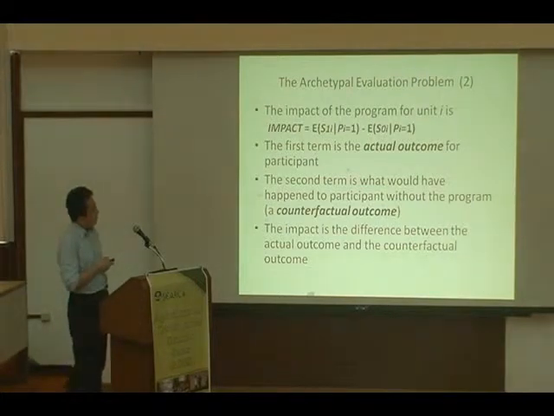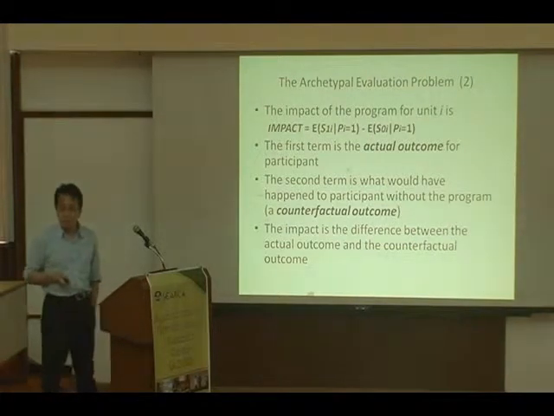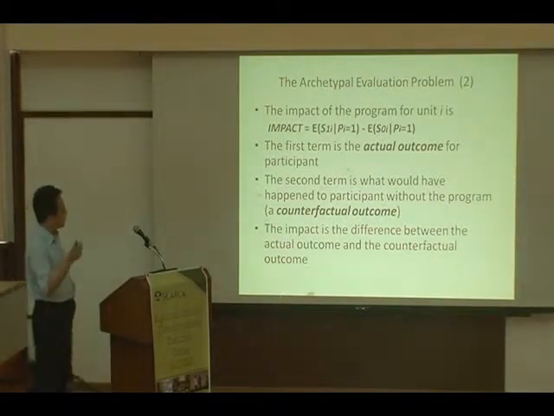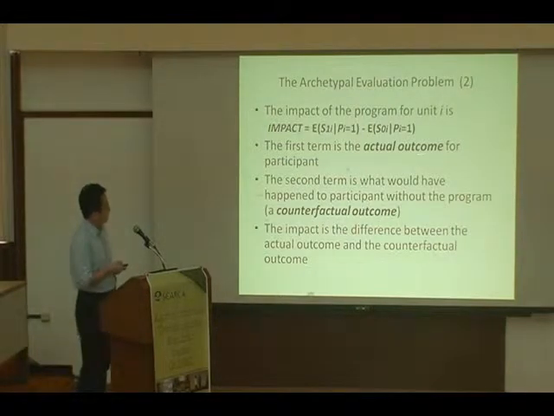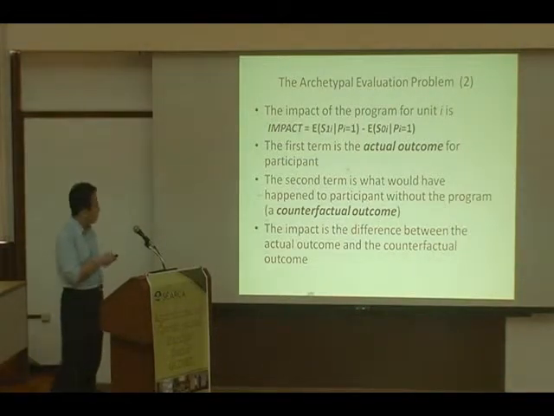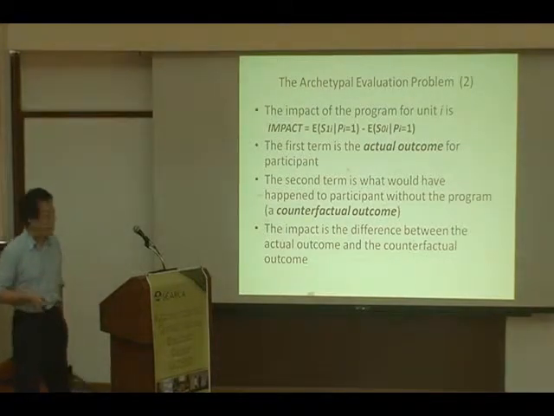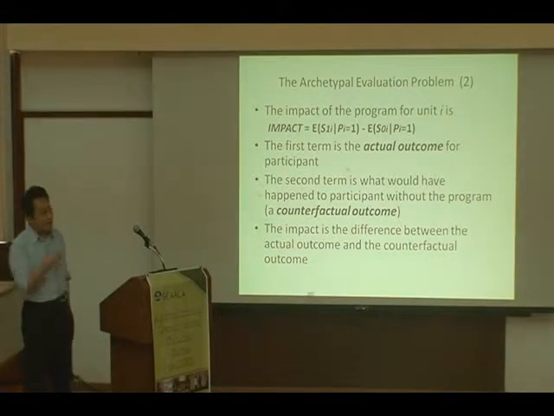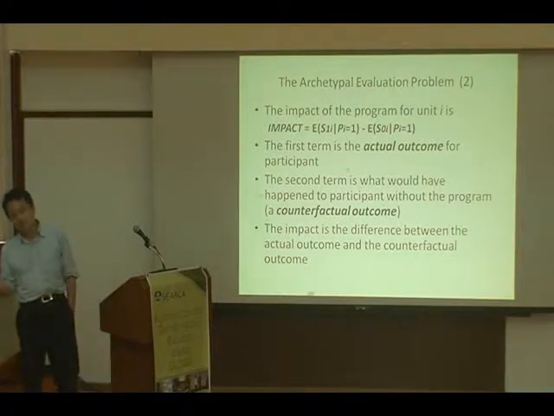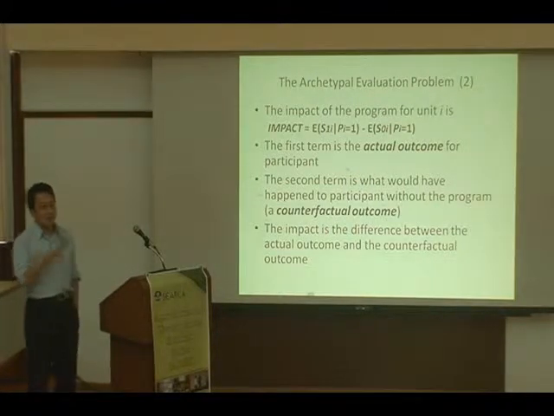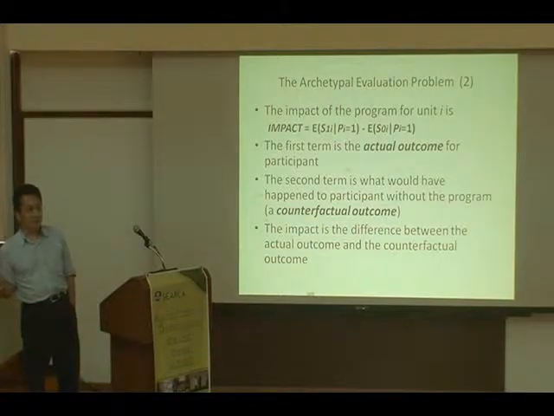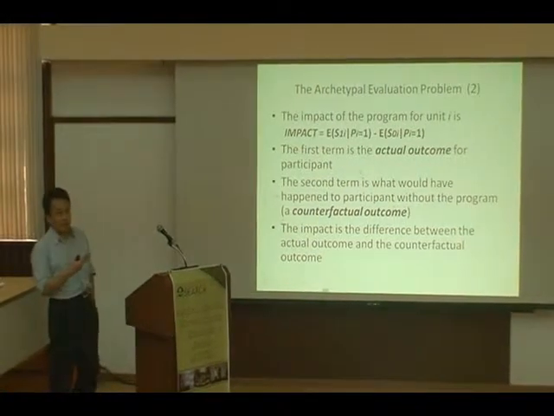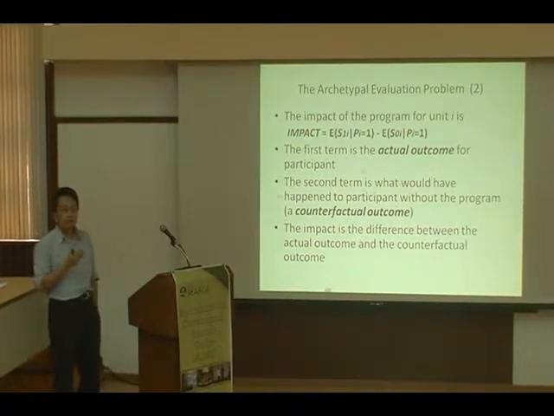The first term is called the actual outcome. If you join the program, you have some outcome achieved. That's observable, so that's the actual outcome. The second term is what we call the counterfactual outcome. Why do we call it counterfactual? Because it's not observable. If I get married to one person, I cannot get married to another person. The second case is a counterfactual. It's not real. My wife is real. So this kind of comparison is conceptually actually infeasible.